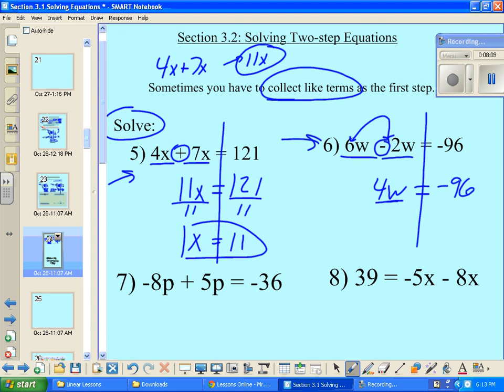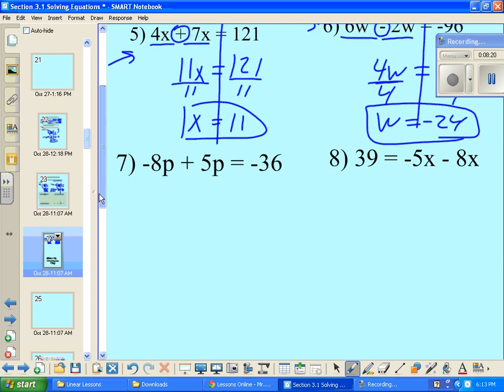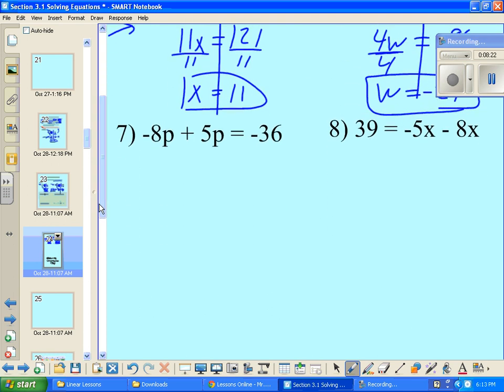And now again, I've set up a one-step problem, which is much easier to solve. Divide both sides by 4. w equals negative 24. I'll go through 2 more here just to make sure we got the idea on these last set of examples here, where I'm combining like terms. Number 7, negative 8p plus 5p equals negative 36.